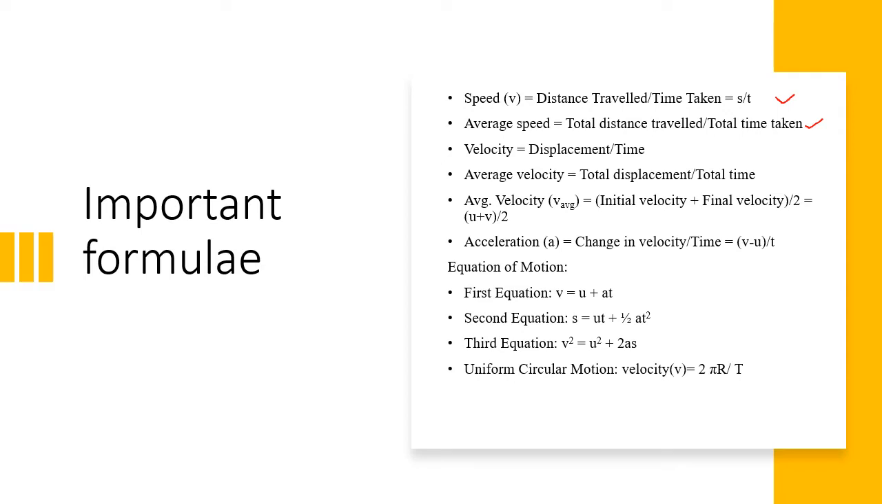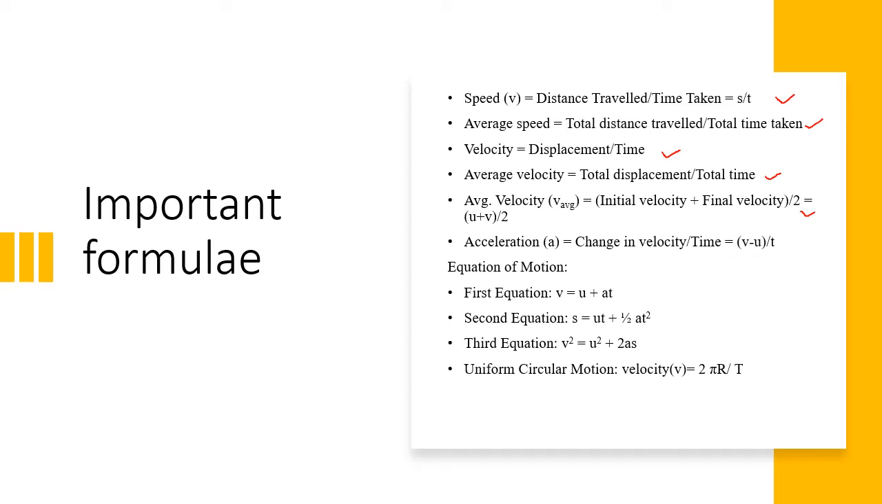Third formula, velocity: displacement divided by time taken. SI unit, meter per second. Average velocity: total displacement divided by total time. We have two formulas for average velocity. First one is total displacement divided by total time. And the second formula is initial velocity plus final velocity divided by 2, that is u plus v divided by 2. So according to your given values, you should choose your formula.